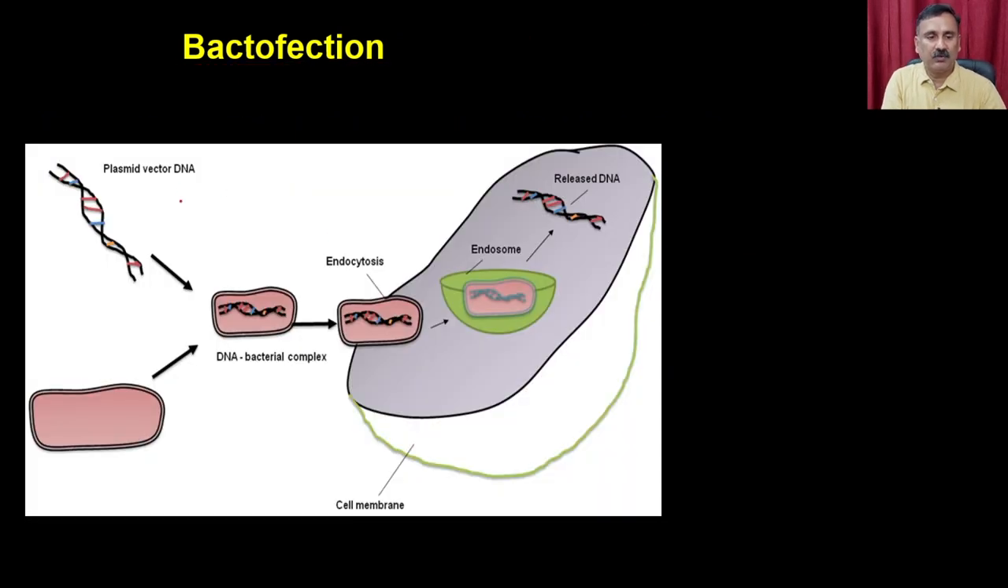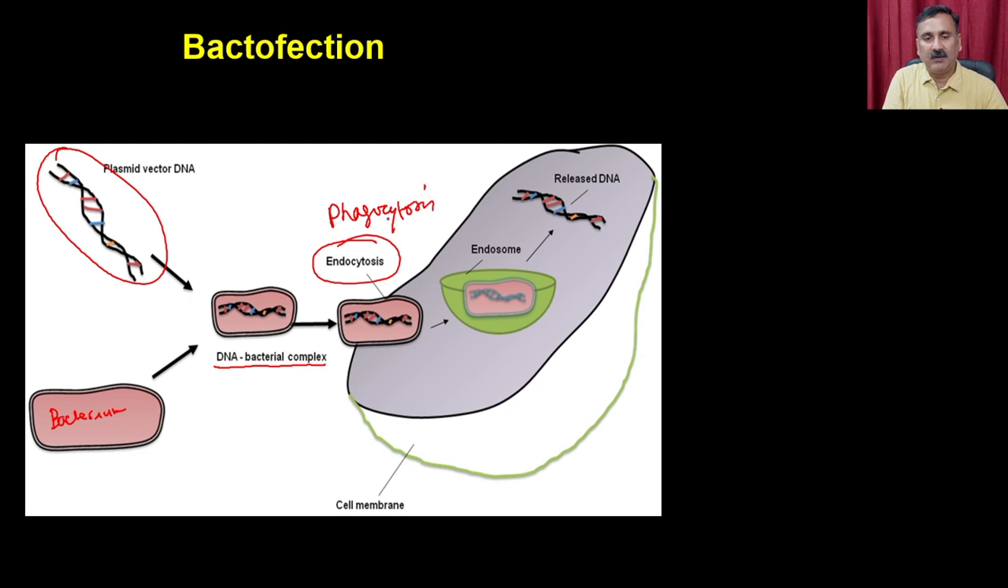So in bactofection, what you're going to do is take the bacteria, right? So this is a bacterium cell, and you take the DNA, and then you mix them together, so bacteria will take up this DNA, and that's how it is going to form the DNA bacterial complex. Once the DNA bacterial complex is formed, it is going to be taken up by endocytosis or phagocytosis, and once it is taken up by the cell entry process, it is going to be present in the membranous vesicle, and from this membranous vesicle the DNA is going to be released, and this DNA will go into the nucleus for the expression studies.